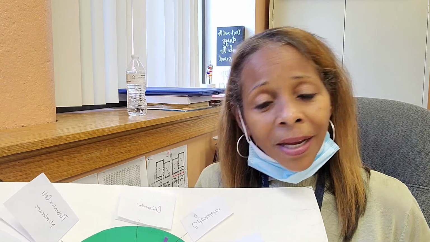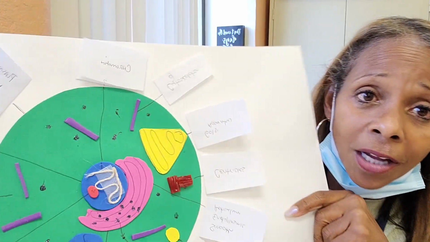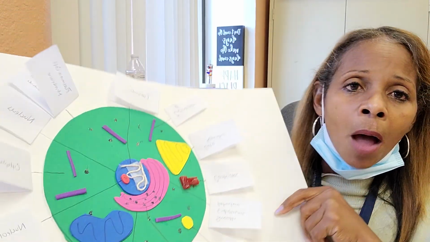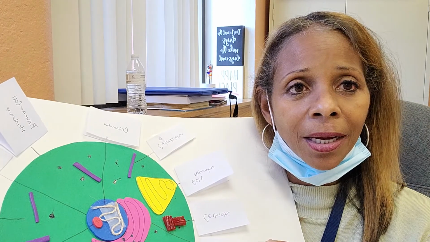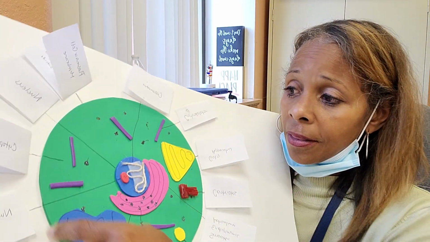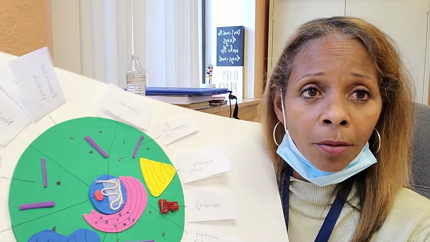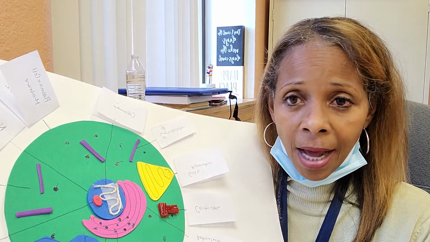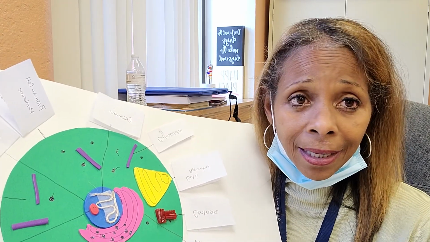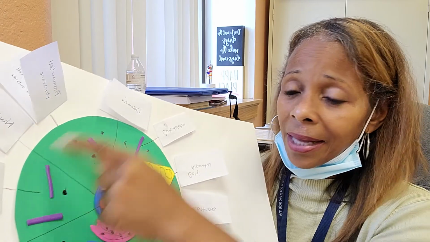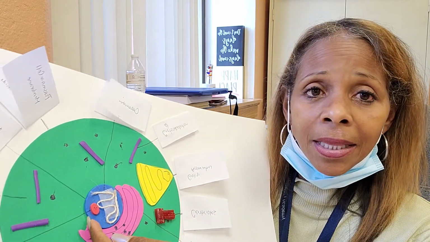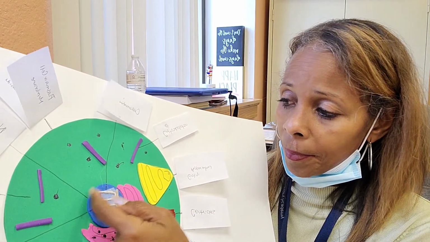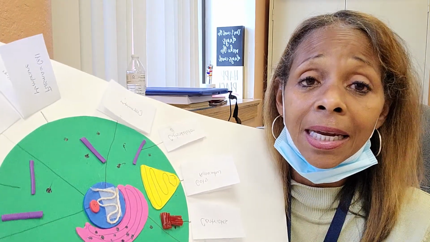So I want you to start, because I put this thing together completely as an example. I want you to start simply with the cell, just a cell. Make a circle, cut it out of paper, draw it, however you'd like to do it. Make a cell, and then for me, this little blue thing in the middle is the nucleus.